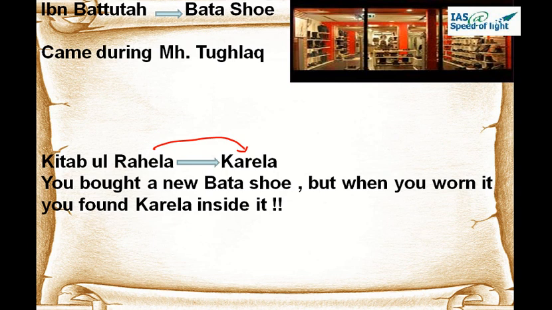Ibn Batuta, it was Bata shoes. Who was wearing that Bata shoes? Muhammad Kaf, when he was playing the match. And what came from inside of this Bata shoes? It was Karela. Karela is Rahela. Kitab ul Rahela, Ibn Batuta.